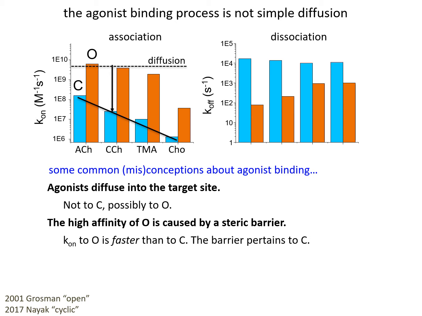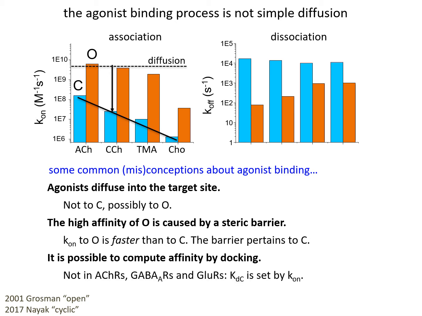And the third conception that people have is that it's possible to compute affinity by docking. So you can dock molecules into structural models of the binding site and calculate the binding energy, which gives you the stability of the closed state, which relates to the off rate constant. That stability determines the off rate constant.